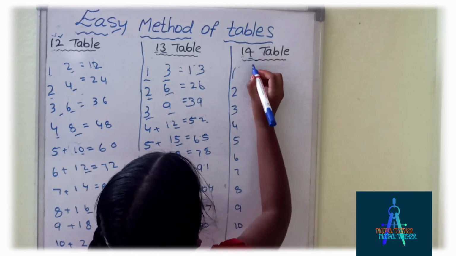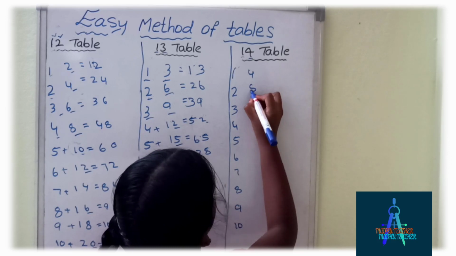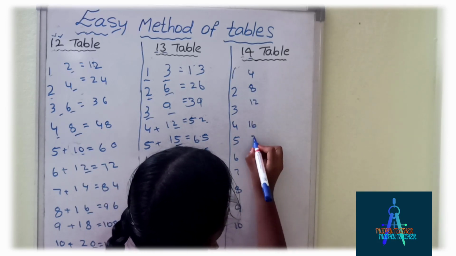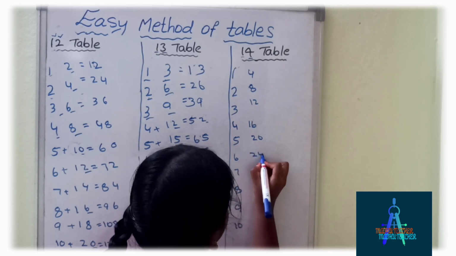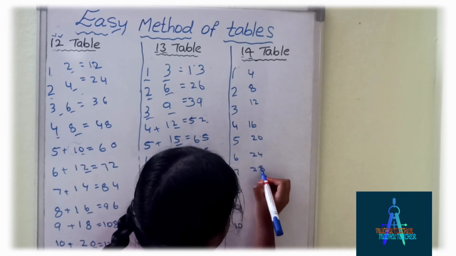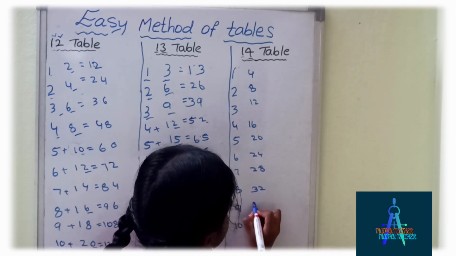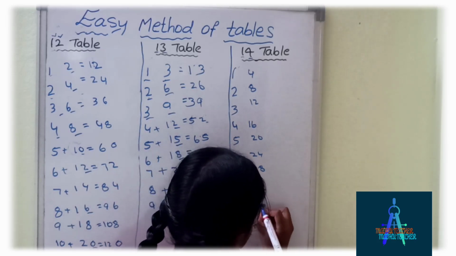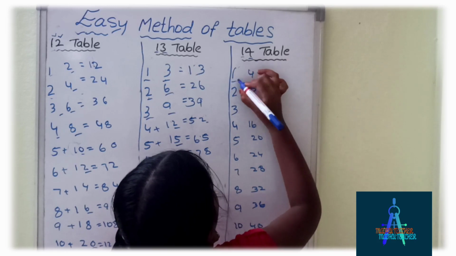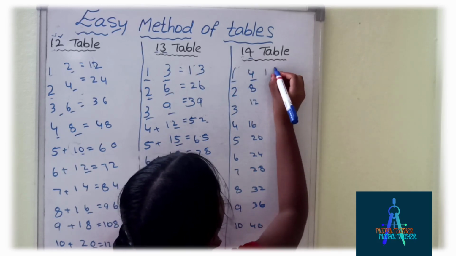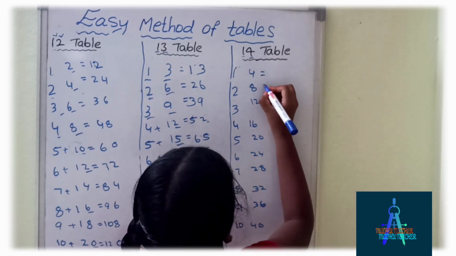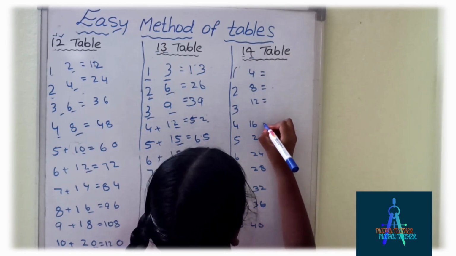Next we must write 4 tables. 4 1s are 4, 4 2s are 8, 4 3s are 12, 4 4s are 16, 4 5s are 20, 4 6s are 24, 4 7s are 28, 4 8s are 32, 4 9s are 36, 4 tens are 40. Next, 1 as it is, 4 as it is, 2 as it is. Next, we must keep is equal to 10 times.